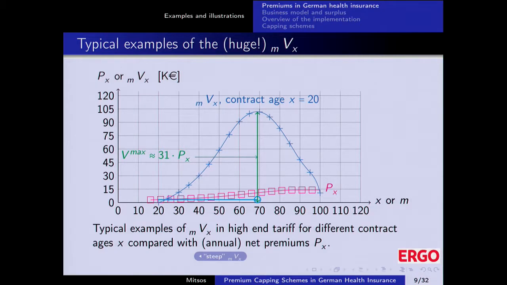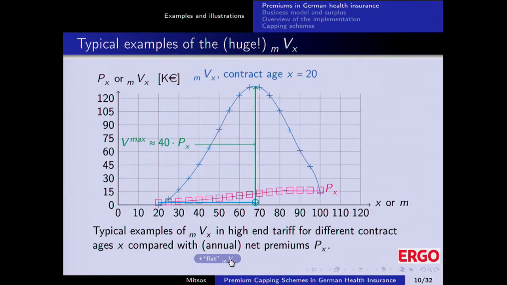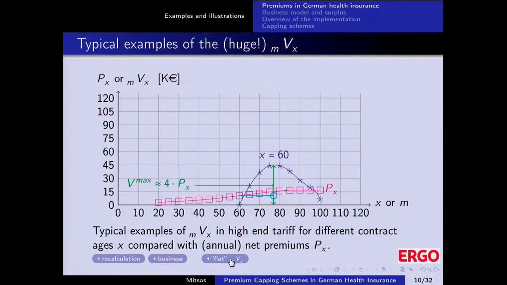And the maximum reserve you will accumulate will be 105,000 euros. One person. It's 31 times the annual premium he's paying. It's a big number, and the steeper tariff may give even more. Even if the contract age is very high, for example 60, you will still accumulate 45,000 euros. This is always one single person.